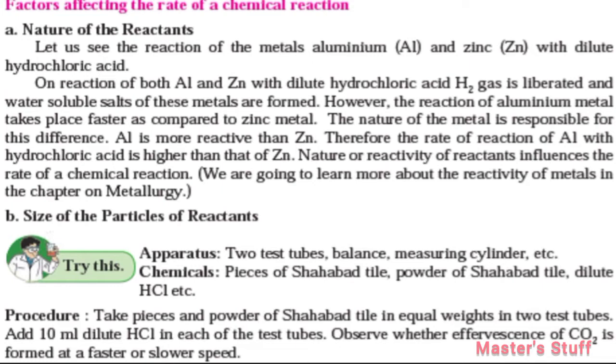Second, size of particle of reactants. For this, let's take pieces and powder of Shahabad tile in equal weights in 2 test tubes. Add 10 ml dilute hydrochloric acid in each of these test tubes. Observe whether effervescence of CO2 is formed at faster or slower speed.